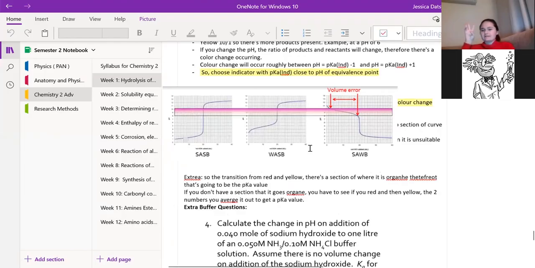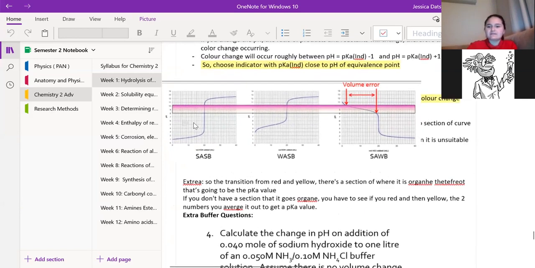Types of titration graphs that can occur. You can have strong acid, strong base, weak acid, strong base, or vice versa, strong acid, weak base. You can have weak and strong, and strong. Weak and weak, usually they don't test that. Actually, that's right, they don't graph those.